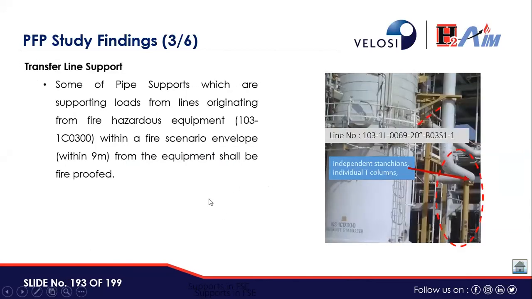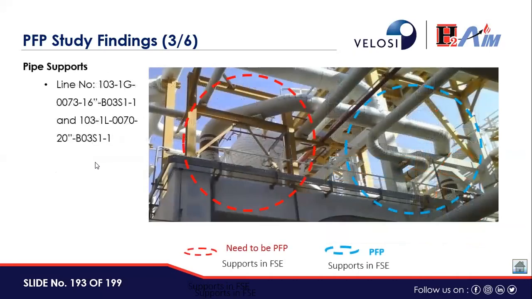Transfer line supports. So for some of the pipe supports which are supporting loads from the lines originating from fire hazardous equipment within a fire scenario envelope from the equipment shall be fireproofed. For the pipe supports, the red circled is the need to be fireproofed supports in the FSE.